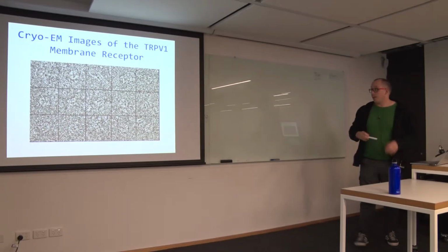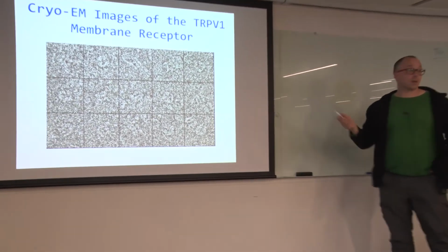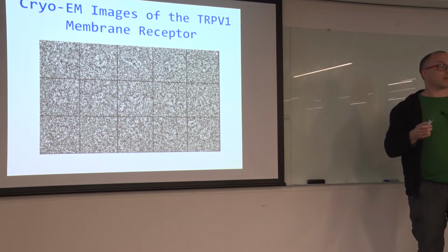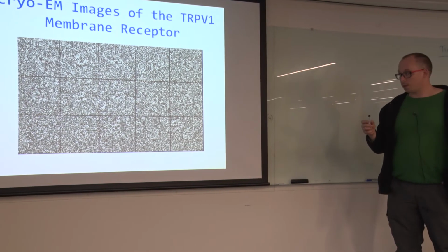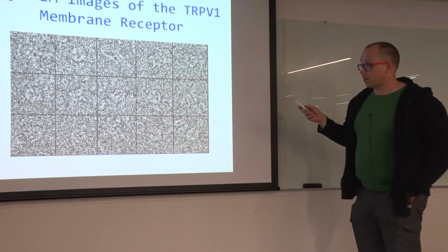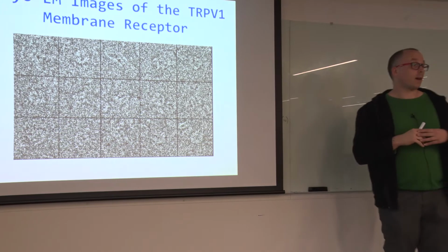Just to give you an idea about the challenges, these are typical cryo images, probably the best cryo images that we can obtain today, of the TRPV1 membrane receptor complex. And I would estimate that the noise variance is probably 10 to 20 times the signal variance.